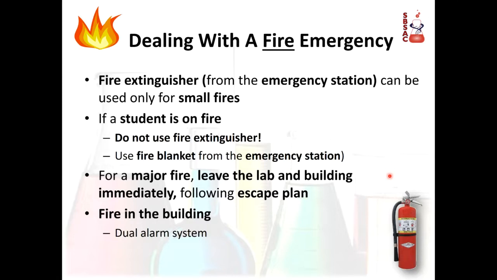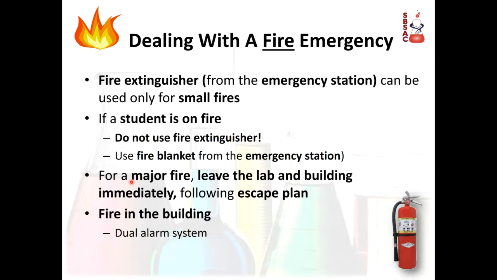Now, instead, if a student is on fire, please do not use the fire extinguisher. You will use the fire blanket, not the fire extinguisher. Now, obviously, if it's a major fire, just get out. You just get out of the lab. You don't have to let me know. Just run out. And then, obviously, you follow your escape plan. Try to get out also of the building. Together with that, please do not spend time looking for your cell phone or your backpack. Just leave everything behind and get out of the lab and the building.